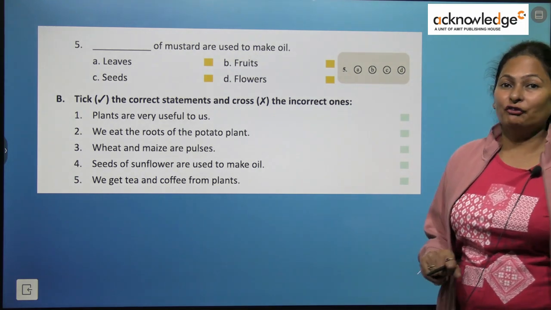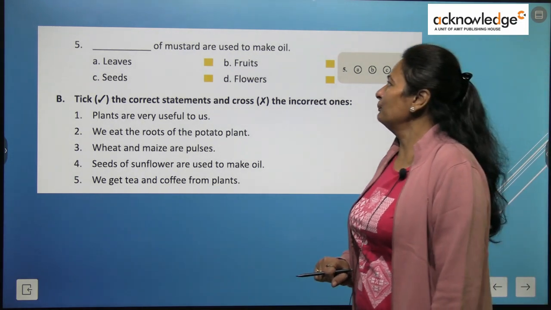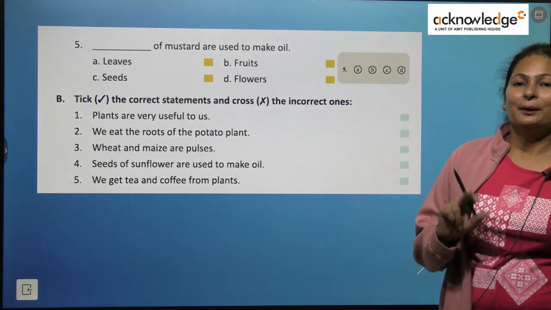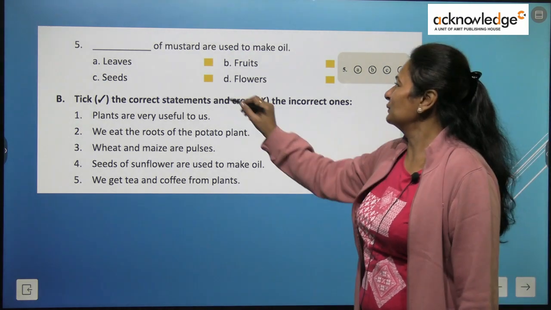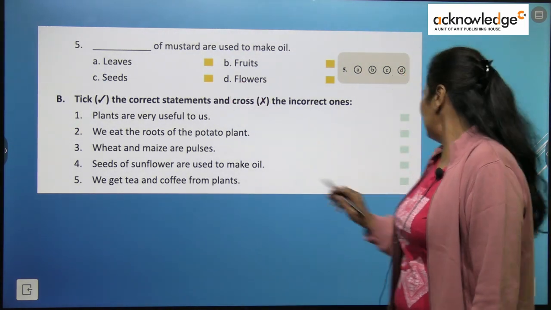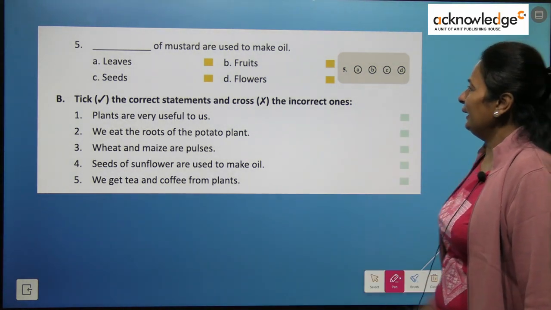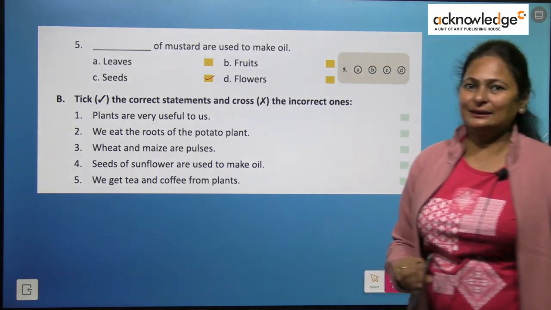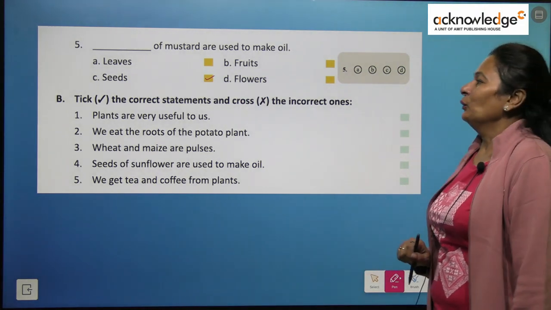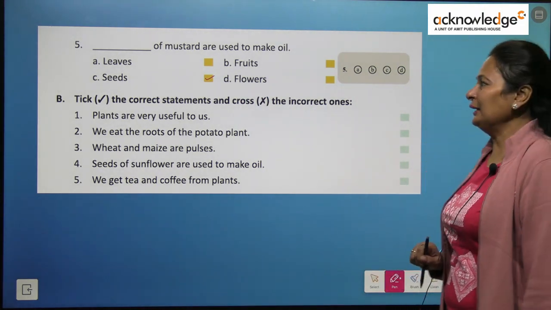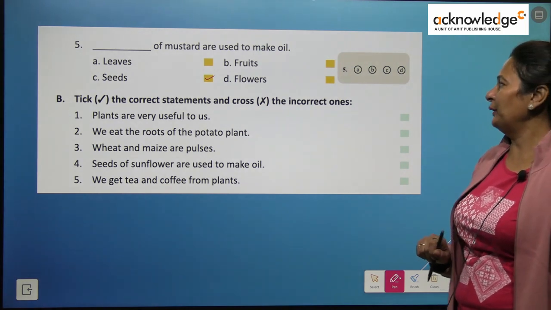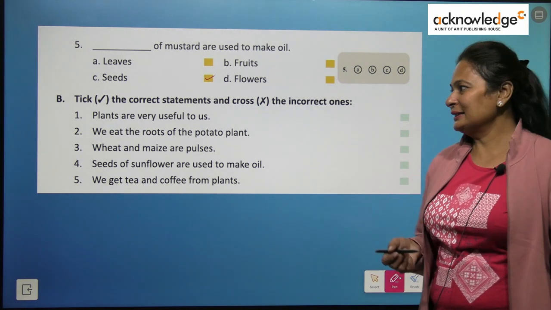Fifth is, dash of mustard are used to make oil. So, we crush the seeds and we take out the oil. Alright, so seeds is the correct answer. Quickly move on to the question number B. Write the correct statement and cross the incorrect statement.